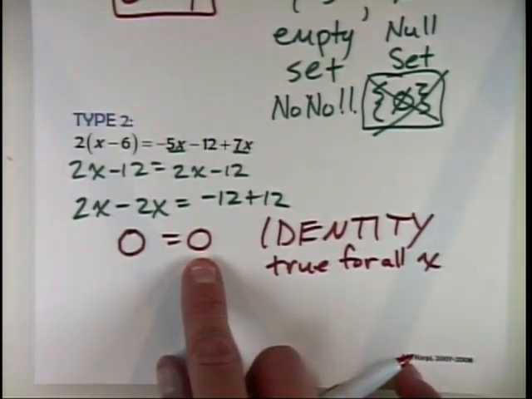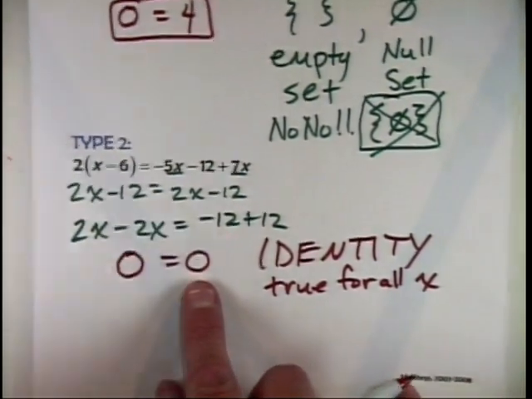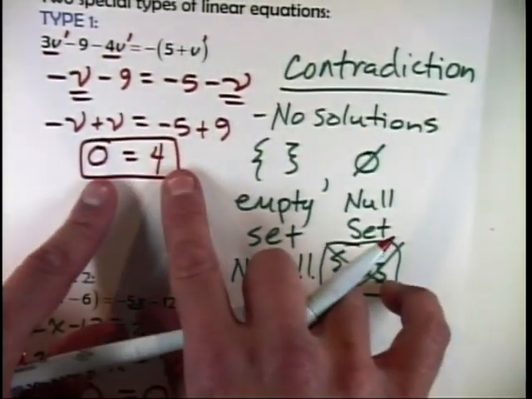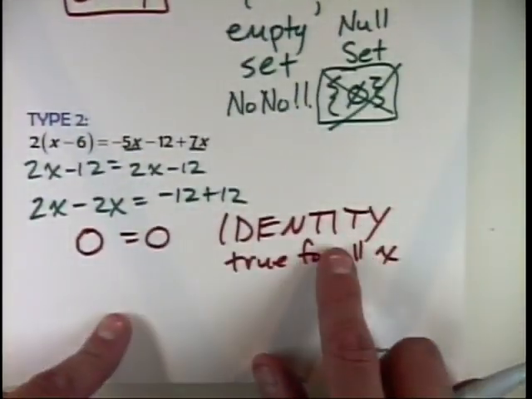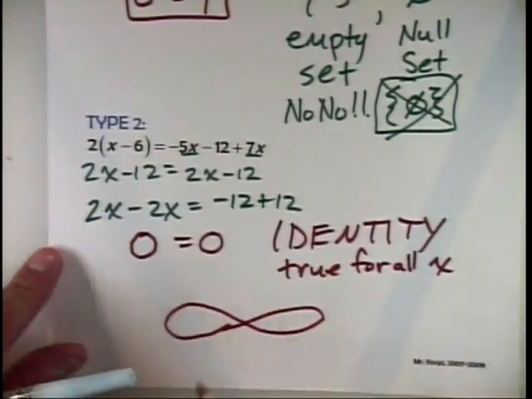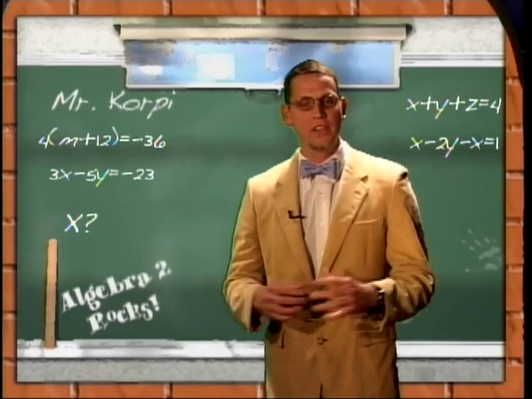So we've got conditional equations, like the ones we worked at the beginning, where there's only one solution. We've got contradictions, where there's no solutions. And now we have identities, where there's infinitely many solutions. Infinity. So there you have it, solving linear equations.